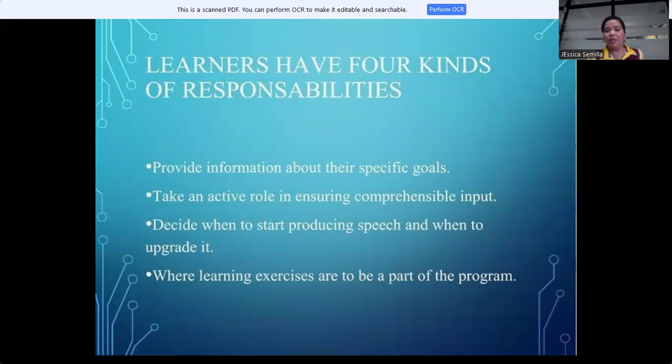One, they need to provide information about the specific goals that they are about to learn. Take an active role in ensuring comprehensible input, because without their participation, it would definitely be hard for them to understand the language input that they need to learn. They also need to decide when to start producing speech and when to upgrade it. One way you can utilize the natural approach is the trainings that we have. If you're familiar with IELTS, some of them are under the natural approach. So learning exercises are to be part of the program.